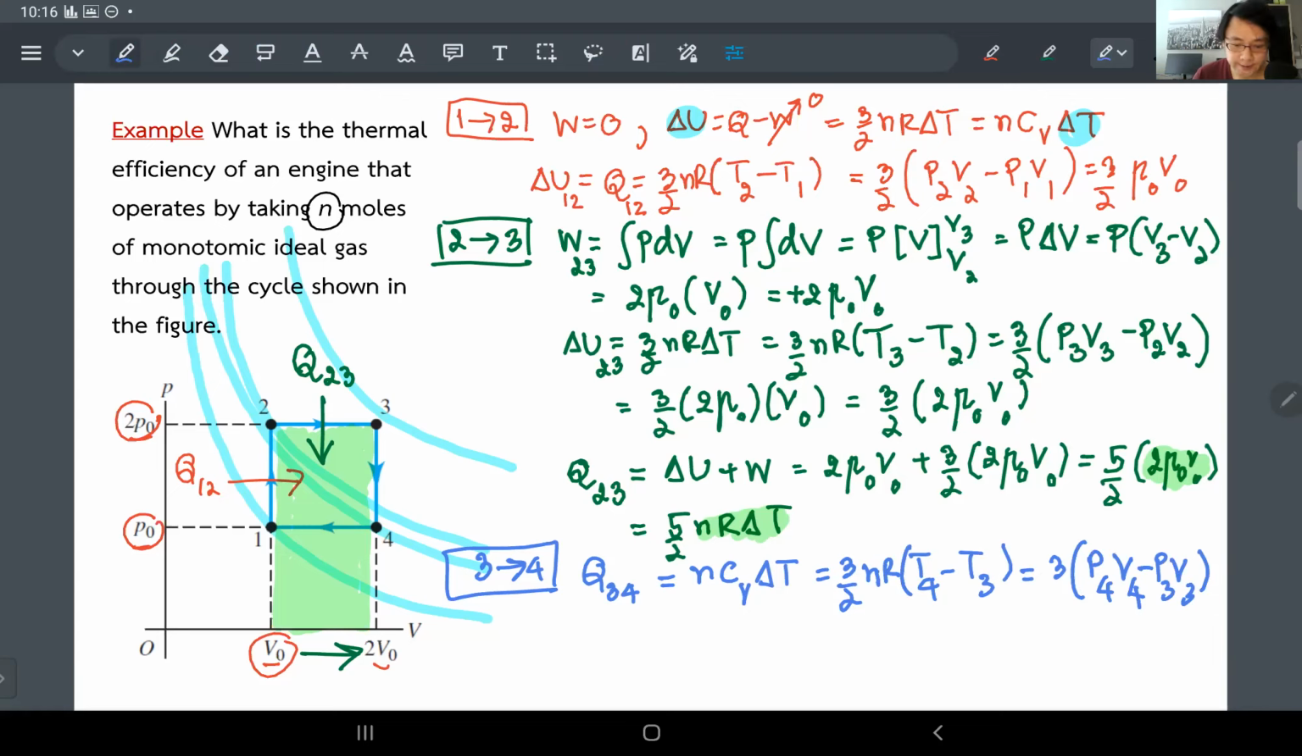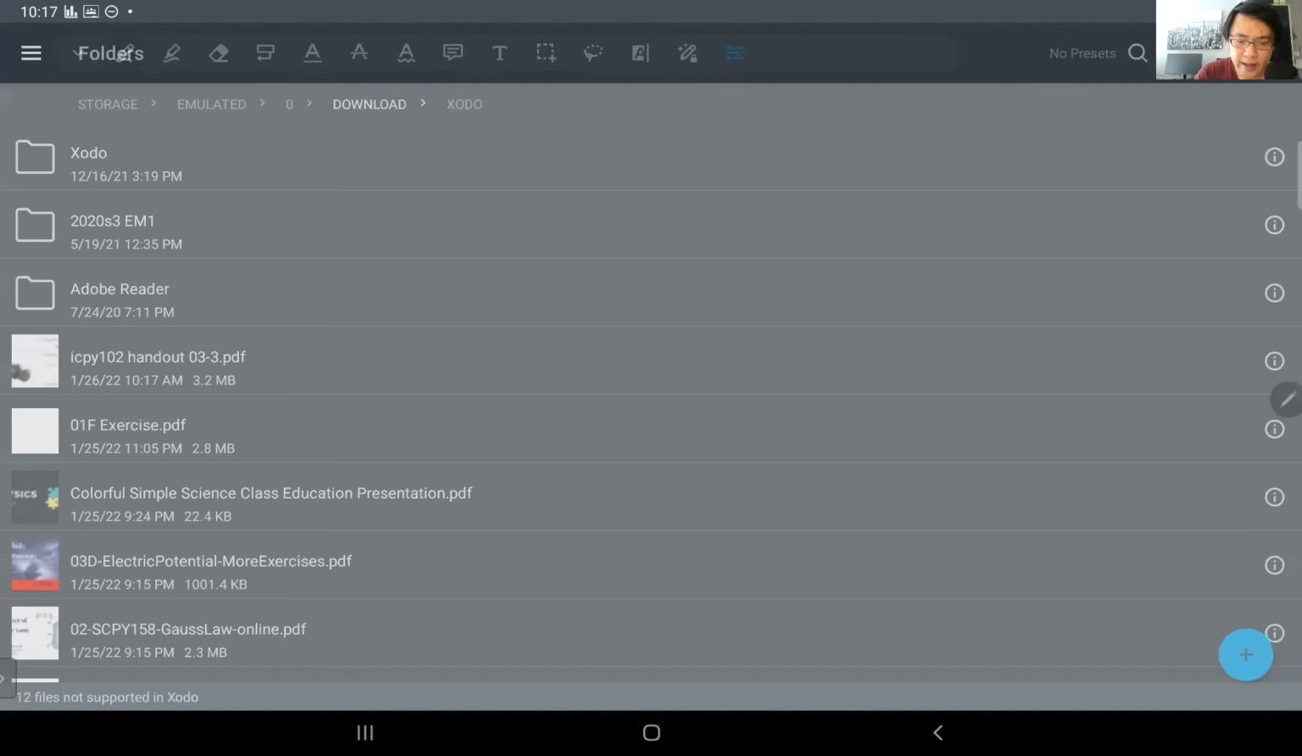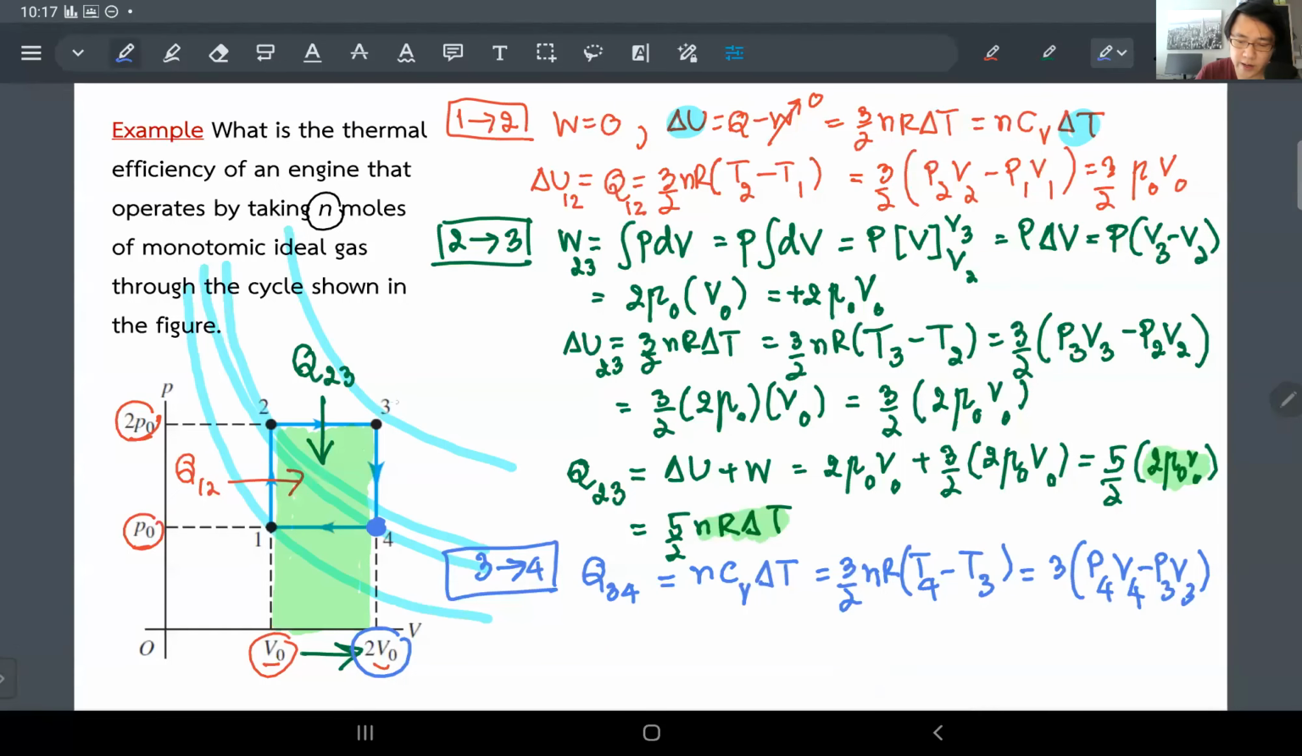Very good. So you just have to get here. What is the P? P naught. What is the V? 2V naught. And then you subtract out what is happening at P3V3. So you say, hey, what is going on with this point 3 right there?